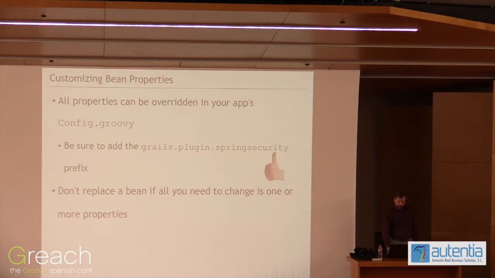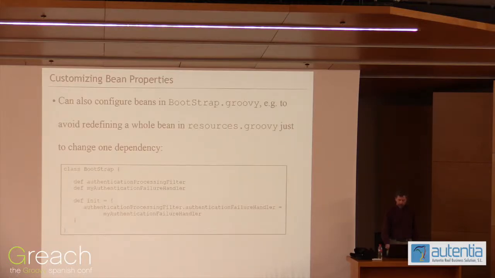But sometimes all you really need to do is change something simple in a bean that really isn't a property. This is a dependency injection. So here I'm dependency injecting into Bootstrap the authentication processing filter and a failure handler, my custom failure handler, and I'm just overriding this property. It's not a property that I can set up in config.groovy, because it's a class. So sometimes this approach is the way that you customize things.